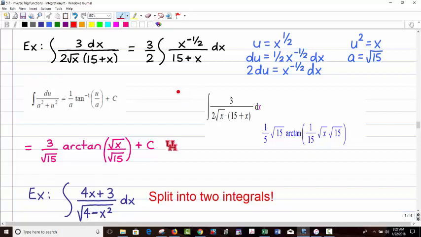We're okay here. So now we have just the 3 left here. So it's going to be arctan 1 over a. So it's 3 over the square root of 15 arctan of u over a. So u is the square root of x. Obviously, it doesn't matter to me whether you put the square root of x or x to the 1/2. They're both acceptable over the square root of 15.